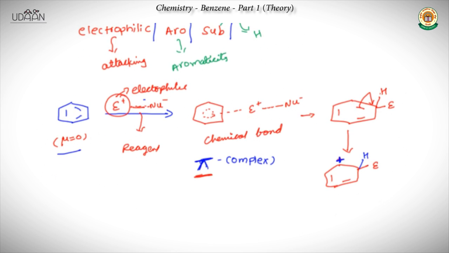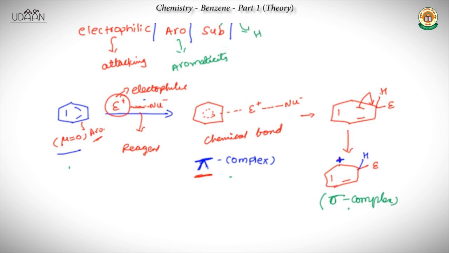Now we call this a sigma complex. So first you have benzene, it's getting converted to a pi complex, and finally you are going to get a sigma complex. As you can see here, initially it is aromatic, and because of the attack of this electrophile, it has lost its aromaticity. As you can see, it doesn't have 4n plus 2 pi electrons, so it has lost its stability.